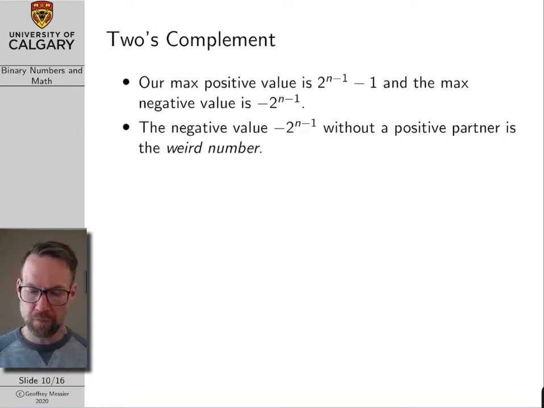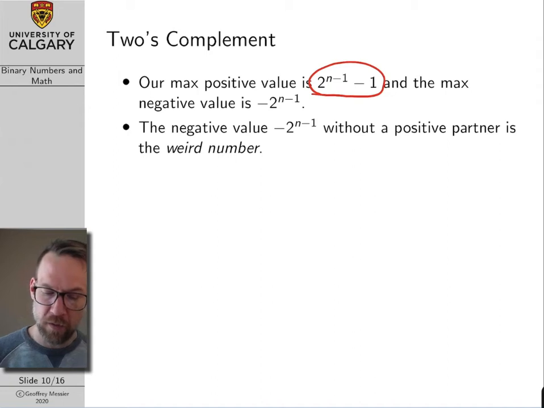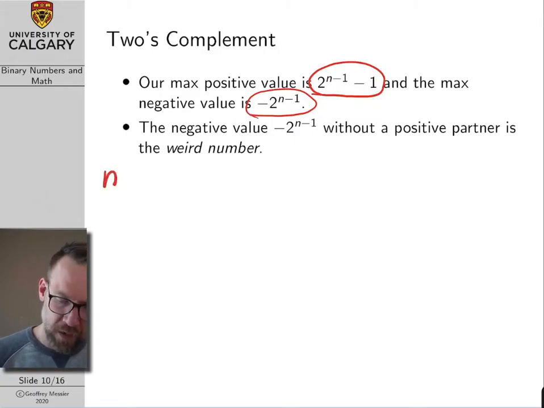And just to close things off, let's talk about the range of 2's complement numbers. This is the general expression for the biggest positive number and the biggest negative number you can store with 2's complement. If n is the number of bits, then the largest positive value is 2 to the n minus 1, minus 1. And the smallest, or the most negative value, is minus 2 to the n minus 1. And so very specifically, let's say n is equal to 4 bits, like it was in our previous example.